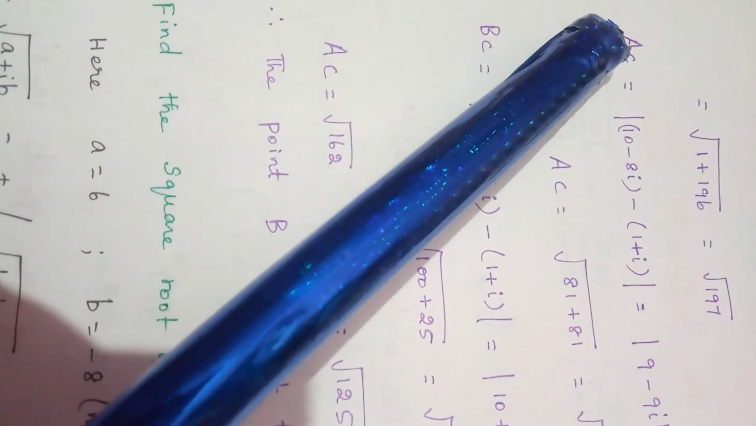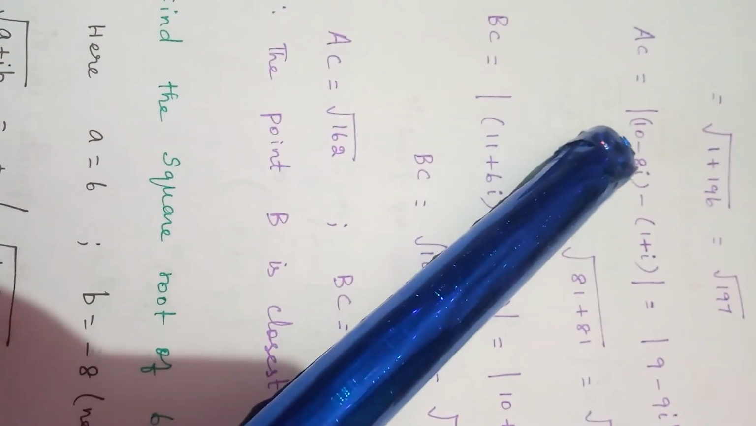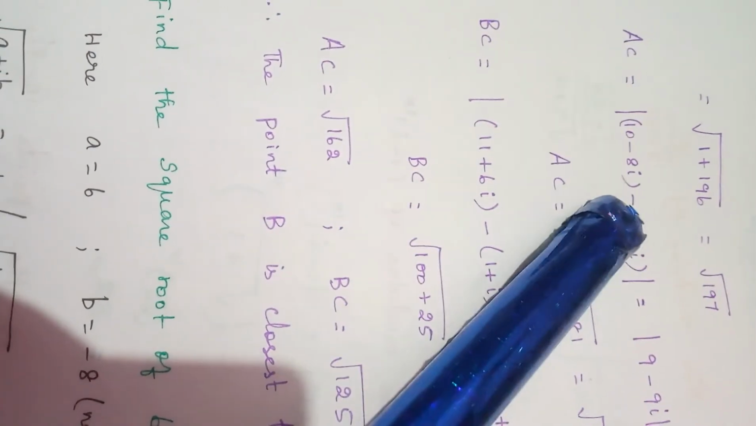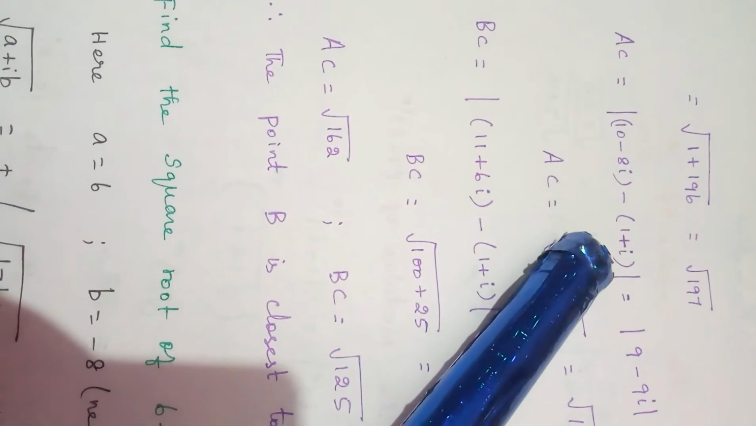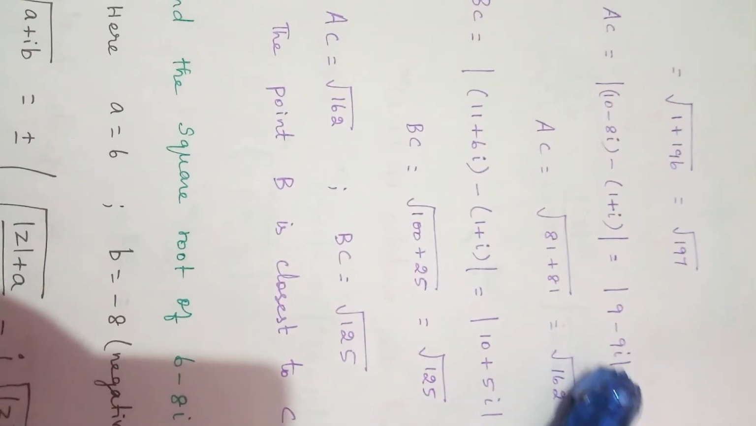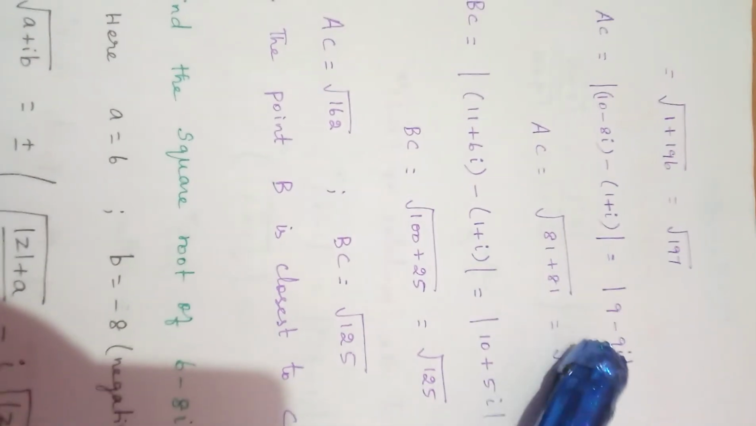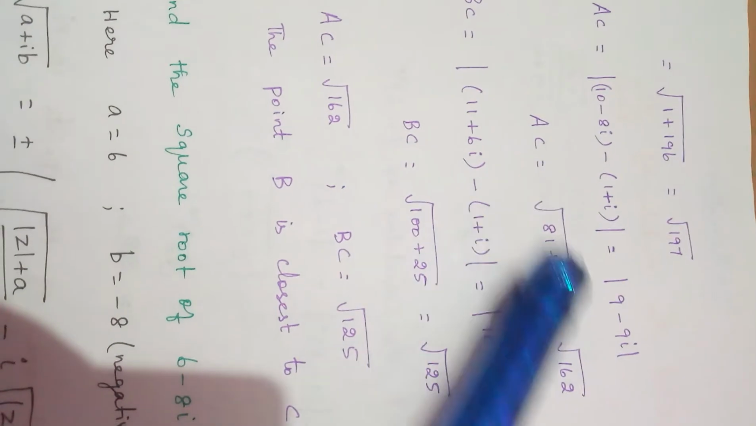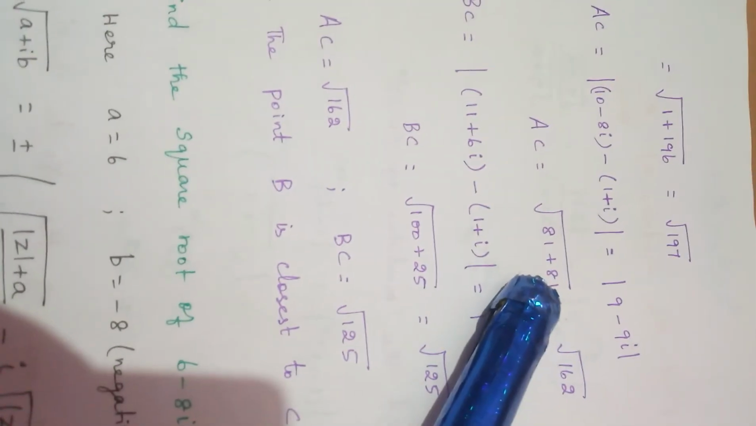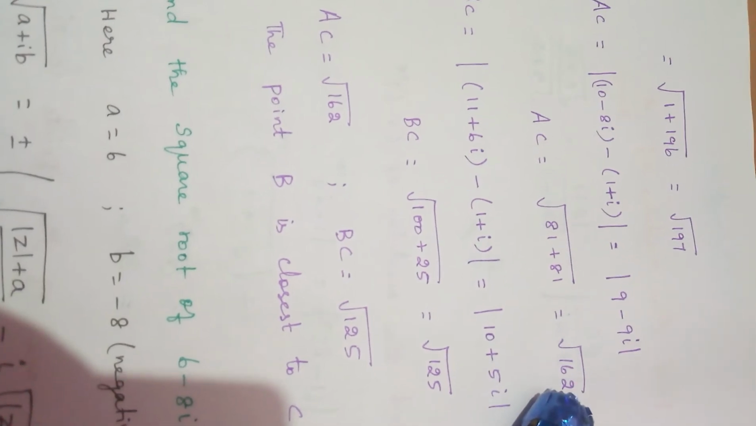So now finding AC, distance between A and C. First you write complex number A minus the complex number C as written here. Combine the real part, combine the imaginary part. The value comes like this. Then modulus of 9 minus 9i: real part square plus imaginary part square. So answer is root 162.